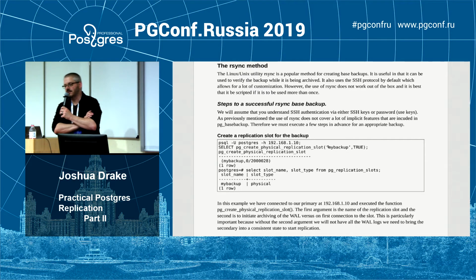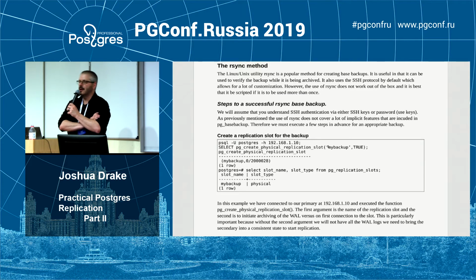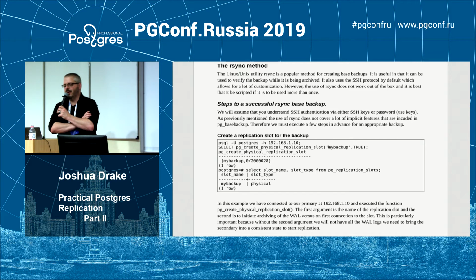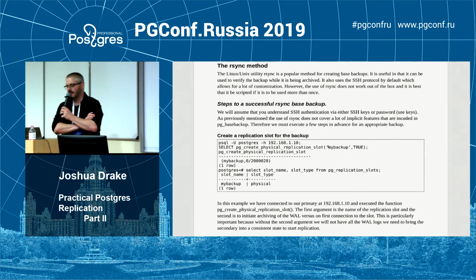We'll assume that you understand SSH authentication, either via SSH keys or password. If you're using passwords for SSH, you're doing it wrong. Use keys. That's kind of the whole point. As previously mentioned, the use of rsync does not cover a lot of implicit features that are included in pg_basebackup. Therefore, we must execute a few steps in advance for an appropriate backup.